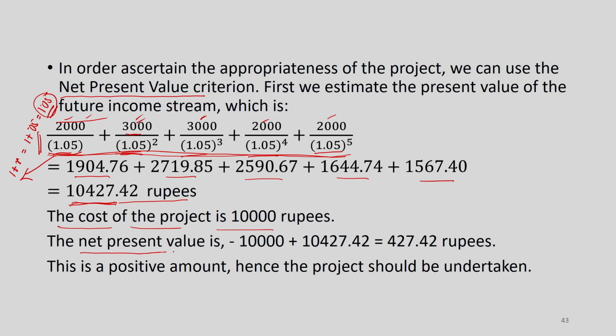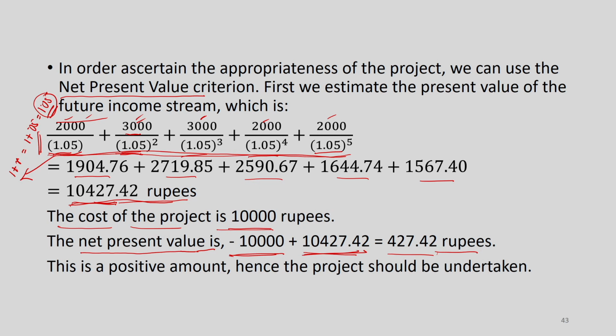So what is this net present value criterion going to say? It is going to tell us that the net present value is the present value of the profit, which is this, right? And from that you deduct the present value of the cost. Now the present value of the cost is nothing but 10,000 rupees, because this is not happening in the future, it is in the present itself. So I don't have to discount this. Therefore the net present value is plus 10,427.42 and minus 10,000. So the net is coming out to be 427 rupees 42 paise.